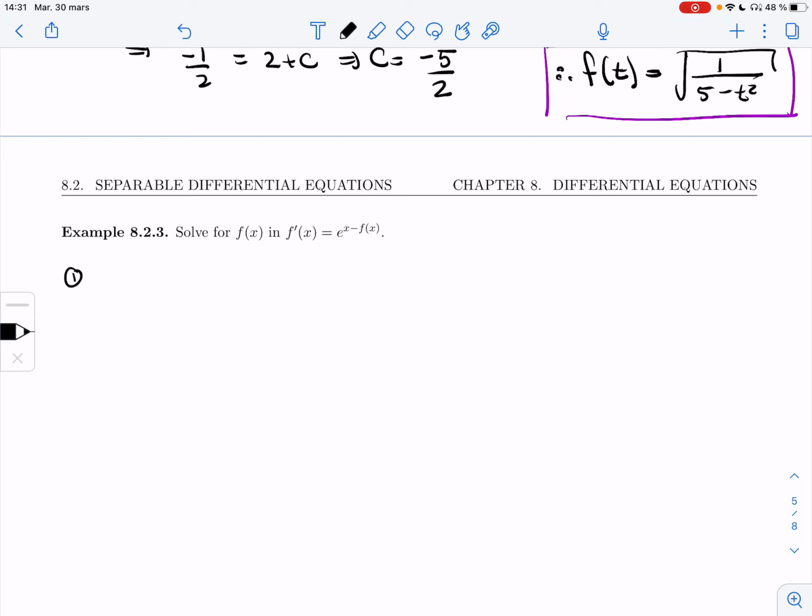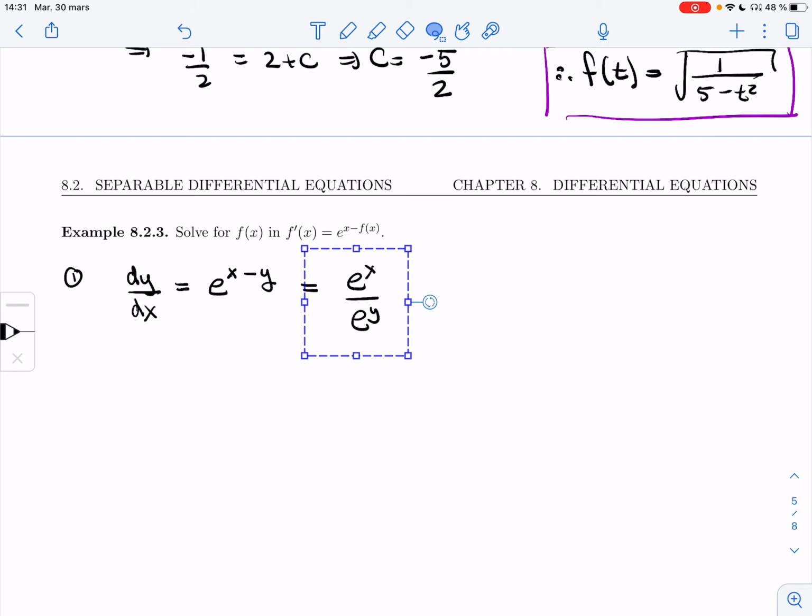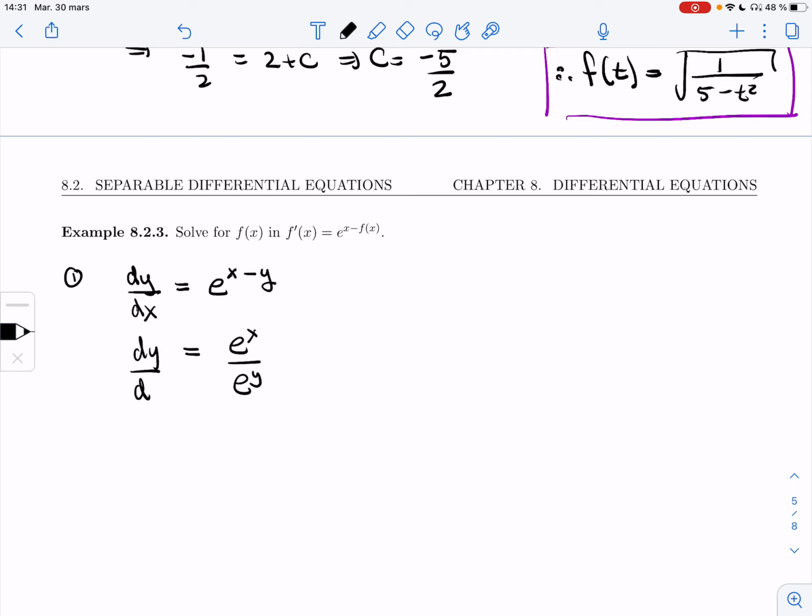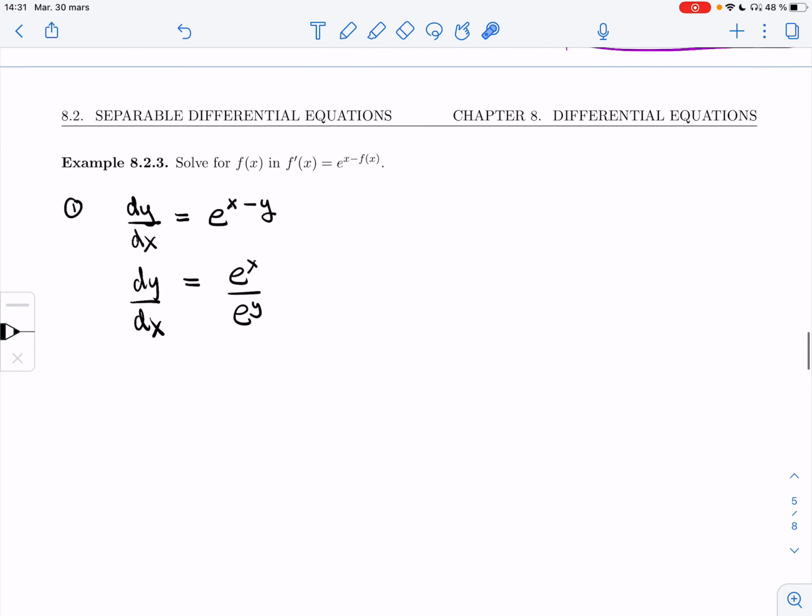I'm going to start by replacing f prime by dy over dx, and that's going to be e to the x minus y. This doesn't look separable because the x and the y are in the exponent, but I can use rules of exponent to rewrite this as e to the x over e to the y, and so this proves that it's a separable differential equation.